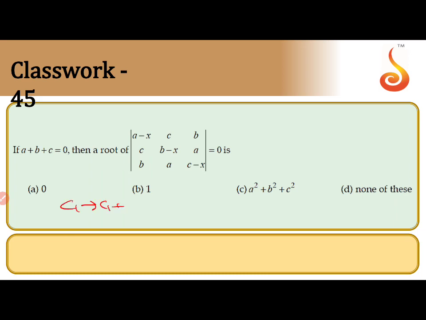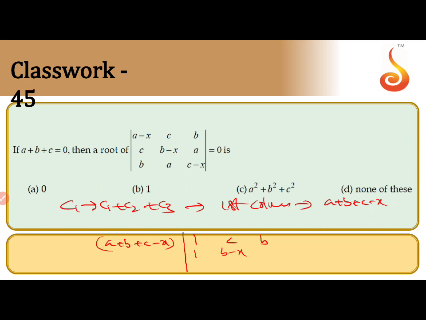If I take C1 as C1 + C2 + C3, the first column will be a + b + c - x. The first column will be what? a + b + c - x. You can take it out as common. After taking a + b + c - x common, the left out part will be 1, c, b; 1, b - x, a; 1, a, c - x; equal to 0.